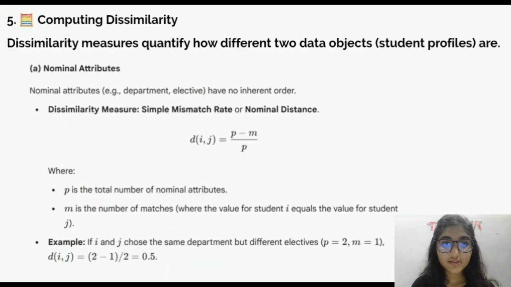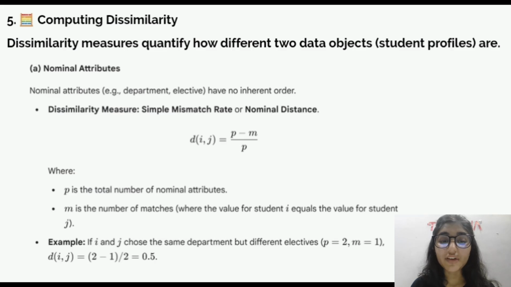So let's see its solution. The first is nominal attributes. Nominal attributes have no inherent order. So its dissimilarity measures are simple: no match rate or nominal distance, that is calculated by d(i,j) = (p - m) / p, where p is the total number of nominal attributes and m is the number of matches, where the value for student i equals the value for student j.